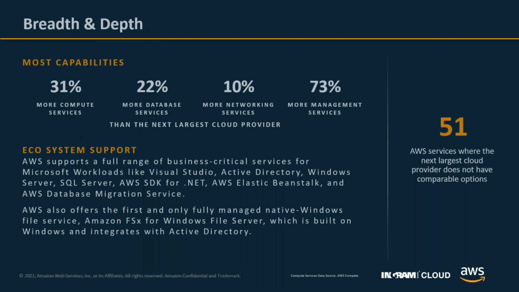So firstly, breadth and depth. AWS supports the full Windows stack, whether you're running workloads like Visual Studio, Active Directory, or you could be running SQL, or just the ordinary Windows Server operating system. AWS supports all of that. And it also offers the first and only fully managed Windows file service. That's Amazon FSx, which is built on Windows and integrates with Active Directory.